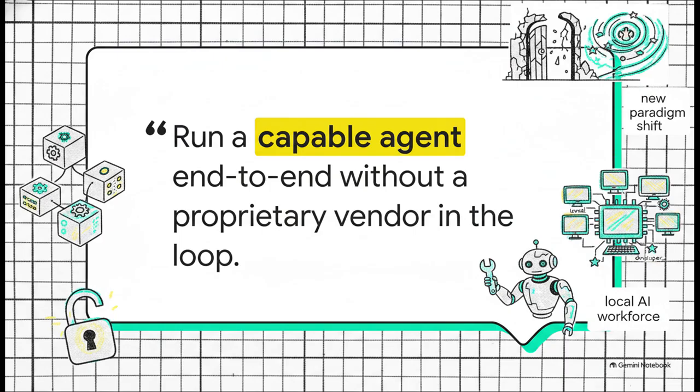Wrapping things up, DeepSeek leaves us with this incredibly profound idea. By offering an MIT-licensed harness alongside MIT-licensed open weights, they've shown us that a team can now run a capable agent stack end-to-end without a proprietary vendor in the loop. It begs the question, are we finally ready to break out of those closed-off walled gardens and start building our very own autonomous local AI workforces? It's a huge paradigm shift, and honestly, I can't wait to see what you all build with it.